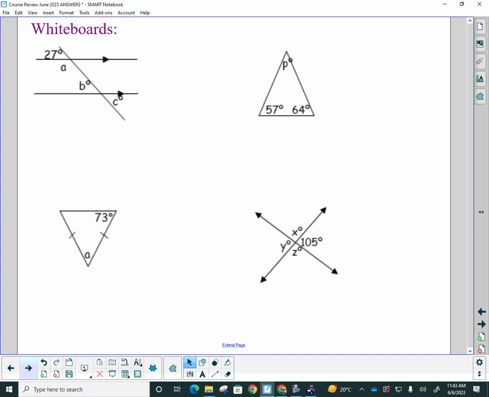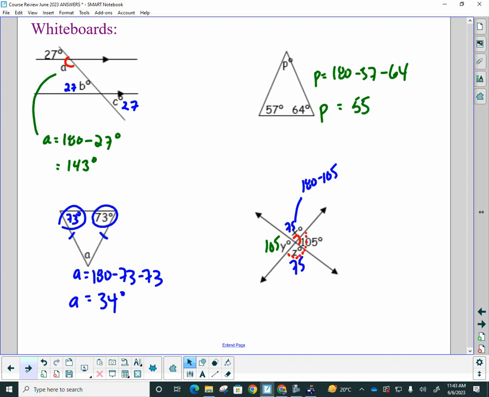All right, so hopefully you've had a chance to check with your neighbors and your elbow partners about these answers. And so we see we've got answers of 27 and 143. So B is 27, C is 27, and A is 143. This one, they add up to 180, so just subtract, we get 53. Here's another upside down isosceles triangle, so you know those are 73, subtract them from 180, and then your opposite patterns get you all of those sides as well.